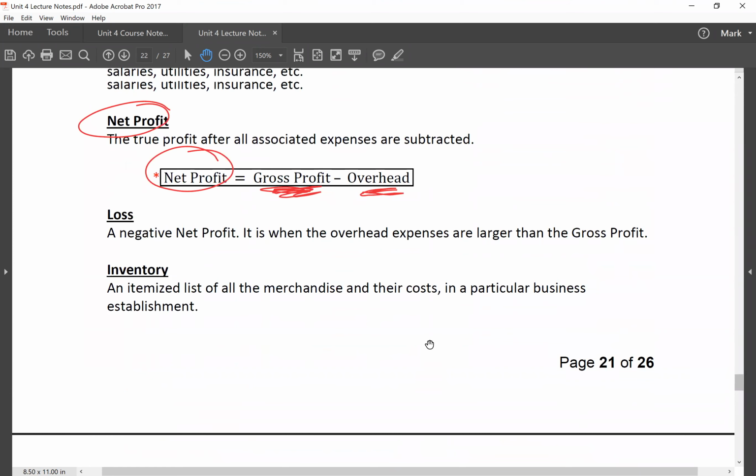Okay, a couple more terms and then we'll do some practice. Don't worry. You don't have to memorize any of these terms, by the way. It's just important that you know what they mean. A loss. So net profit. If you're making money, if it's positive, you would call it a profit. A loss is when you have a negative net profit. It's when your overhead expenses are larger than gross profit.